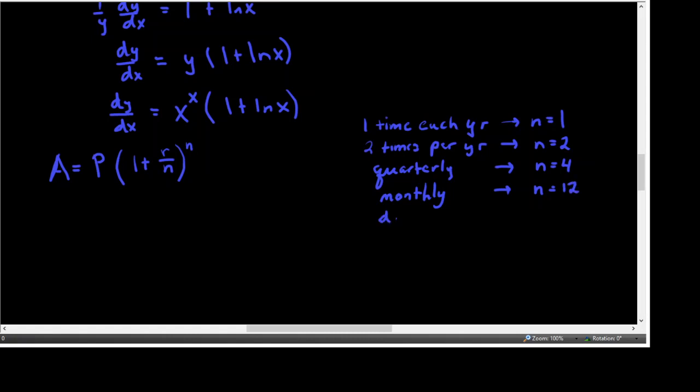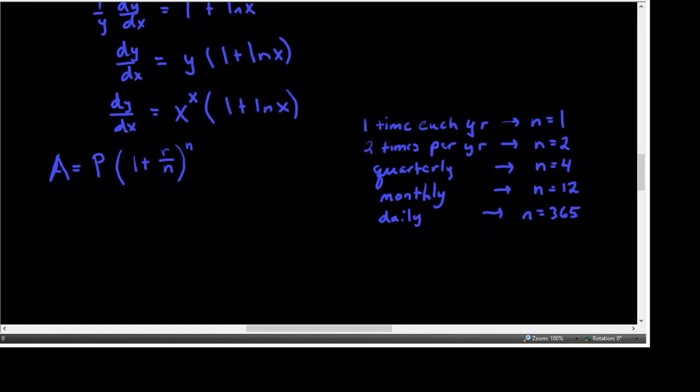If it were done daily, it would be n equals 365, except for leap years, when it would be 366, etc. So that's the number of compoundings per year, depending on how often they recalculate how much you have based on the interest rate. Okay, so that's that formula.